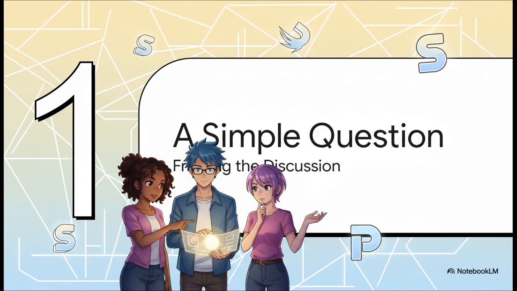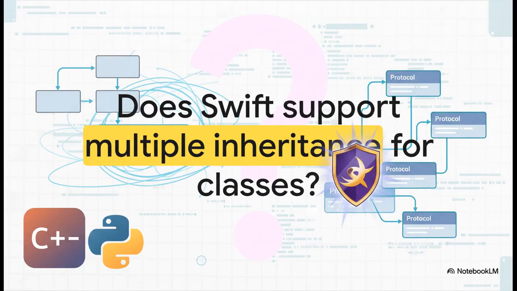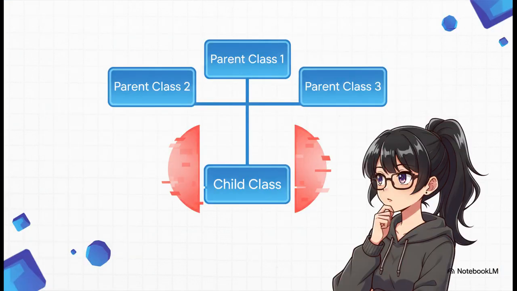We're going to frame this whole explainer around one simple question that really cuts to the heart of the matter. And here it is. This is the big one. If you've worked with other object-oriented languages, this is probably one of the first things you've wondered. Can a single class in Swift inherit from 2, 3, or even more parent classes all at the same time? The short answer? Nope, absolutely not. A class in Swift gets one and only one direct superclass.